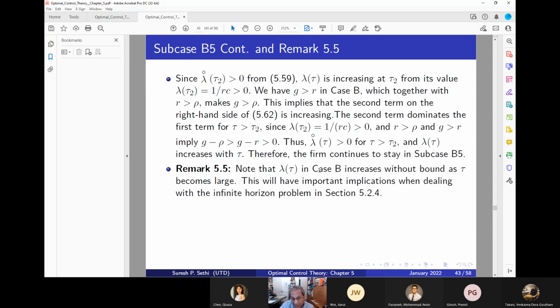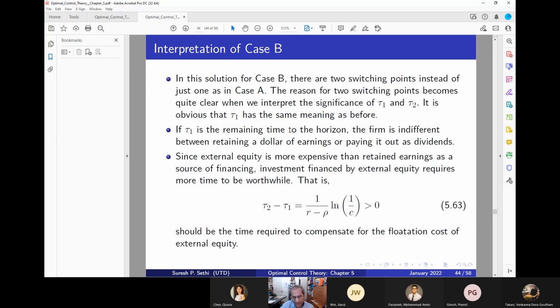Note the lambda tau in case B increases without bound. It goes all the way to infinity. And that, again, has implication for infinite horizon problems. For finite time, it will be finite regardless of how fast it grows. And so there is no issue. So the next thing we want to do is find out what is the meaning of this guy, tau 2.